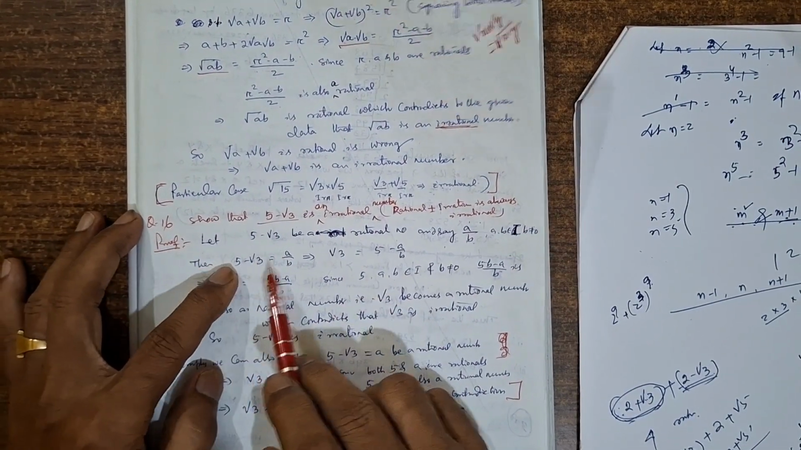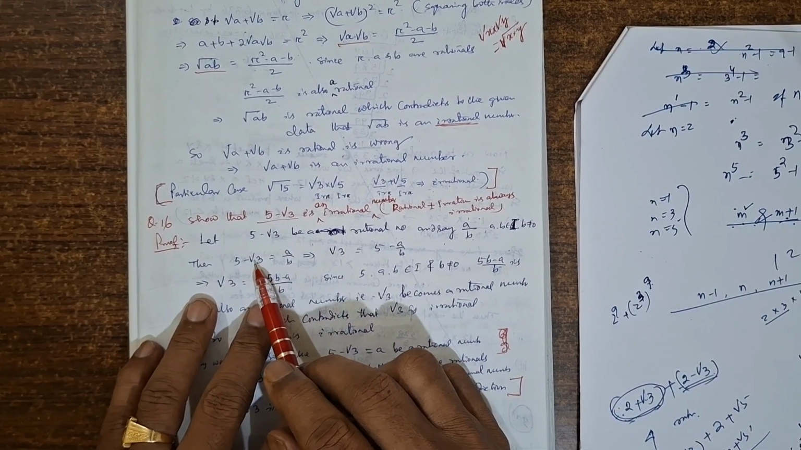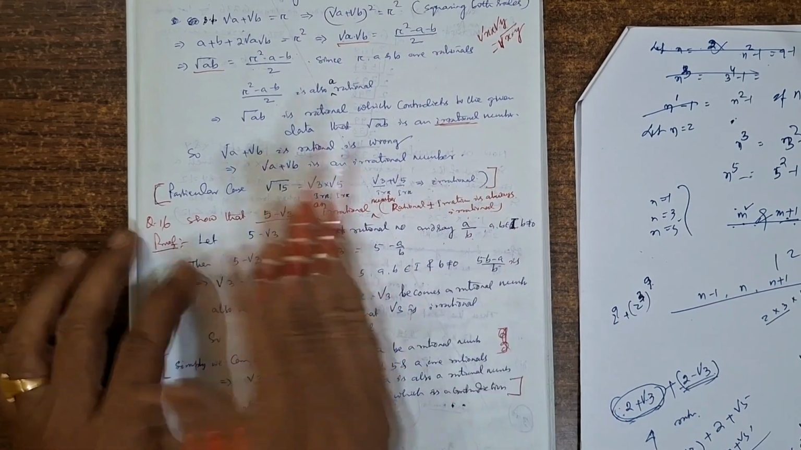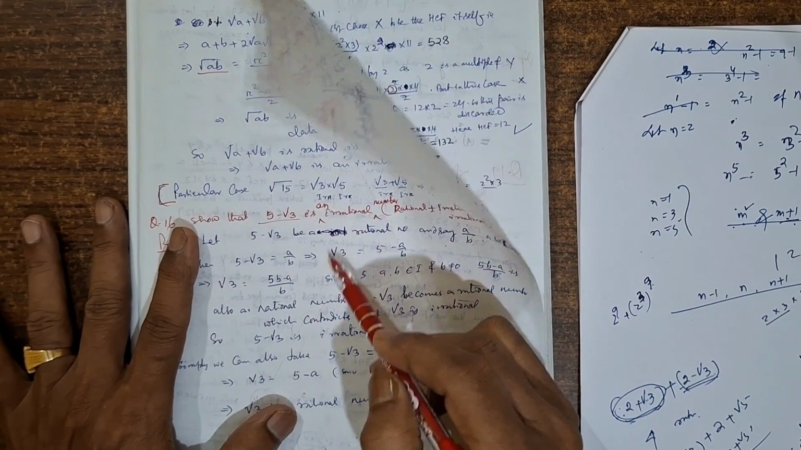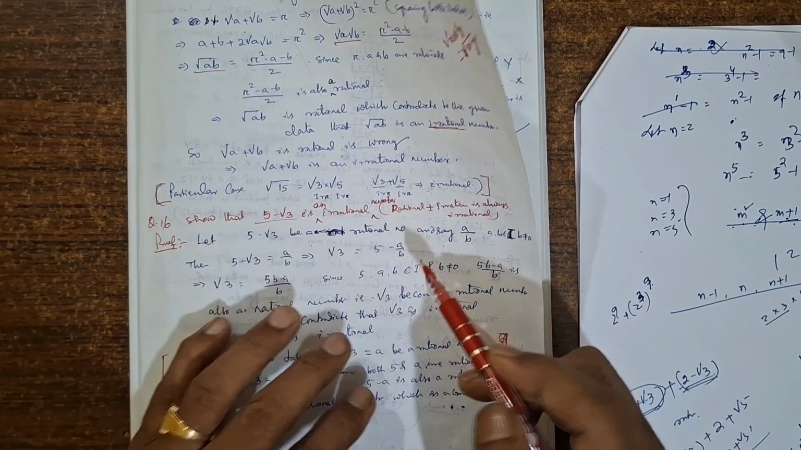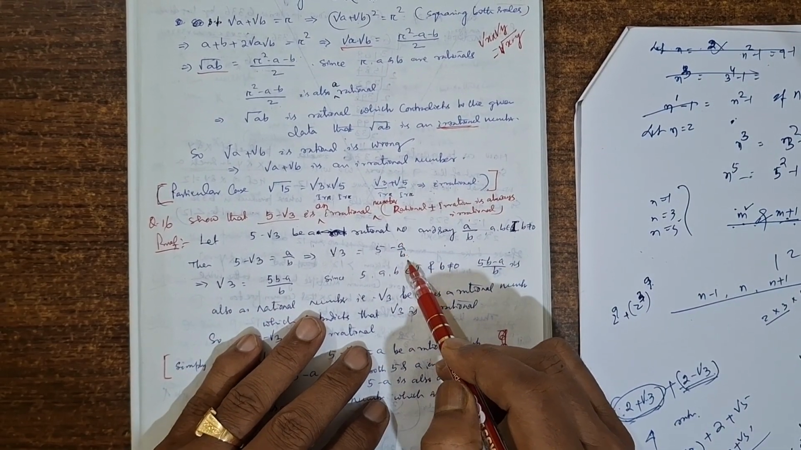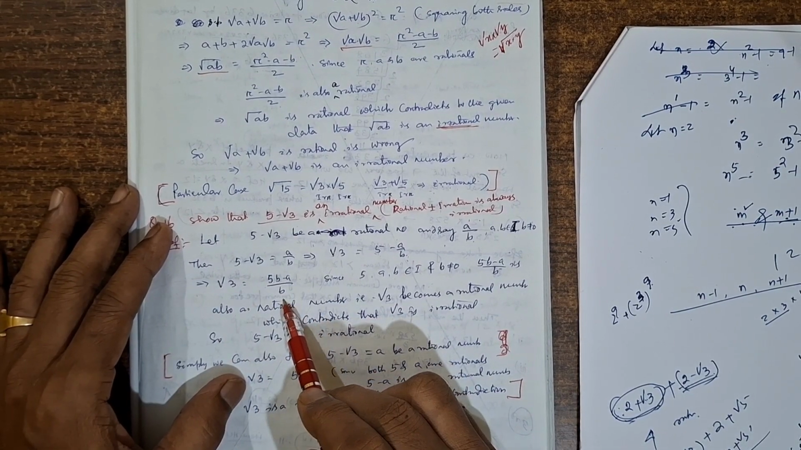Then 5 minus root 3 is equal to a by b. This implies root 3 is equal to, you take root 3 to this side and a by b to the other side, so 5 minus a by b. Root 3 is a root over term, but 5 minus a by b has no root over, it is clearly rational. This implies root 3 is equal to (5b minus a) by b.